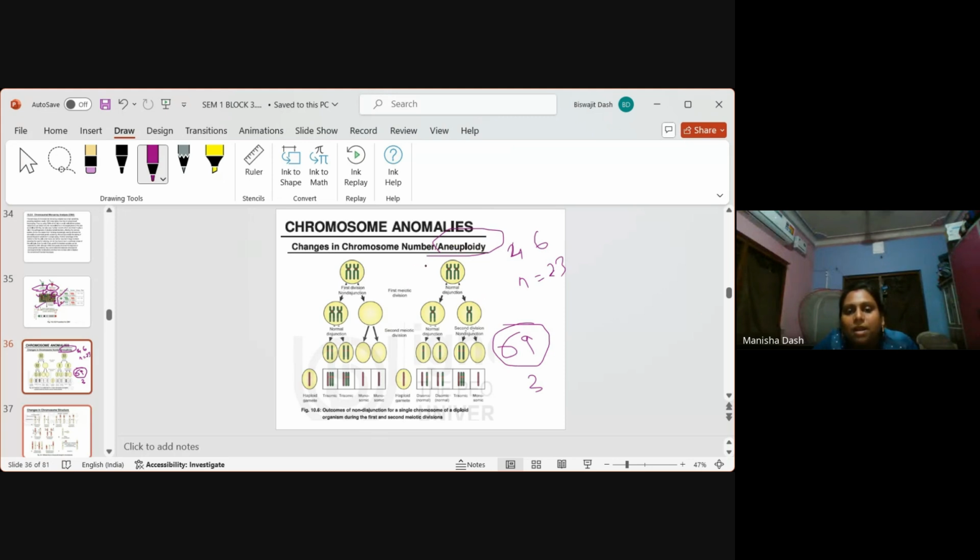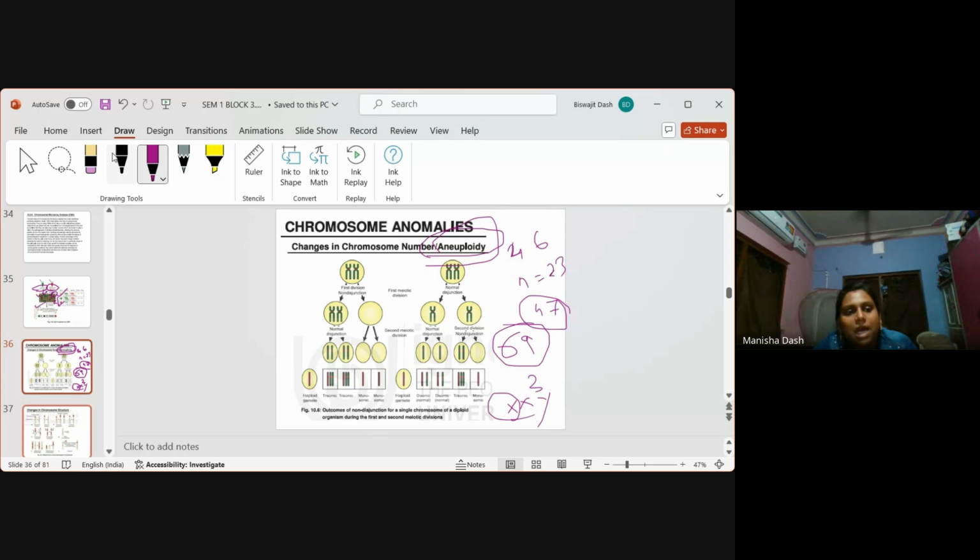Now in aneuploidy, what is happening? There is a change in the number of individual chromosomes. Like if we consider 47 chromosomes, all the chromosomes are in duplicates or in diploid condition except the X chromosome, where it is XXY. So there is an increase in the number of X chromosomes. A single X chromosome has increased. This condition is called aneuploidy.